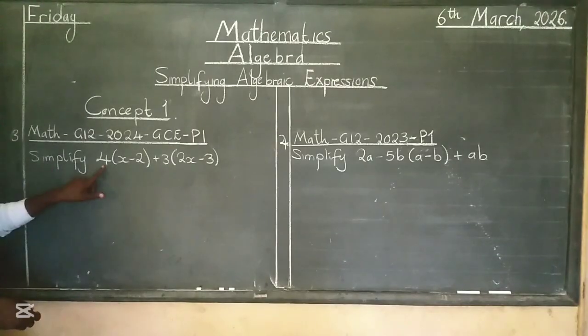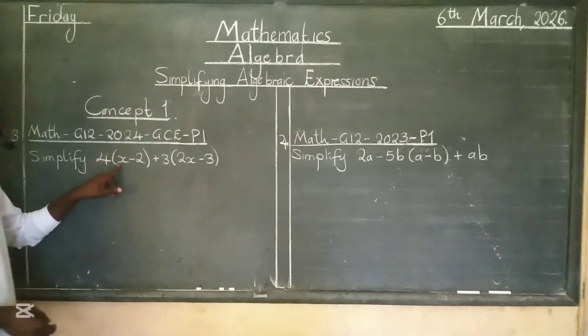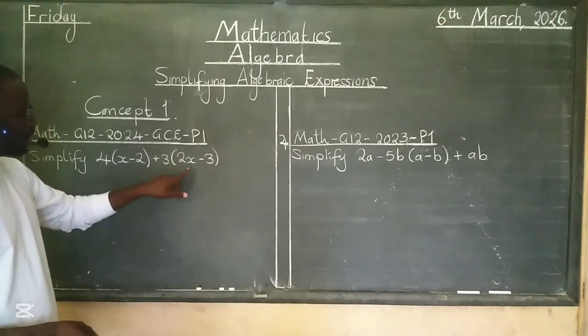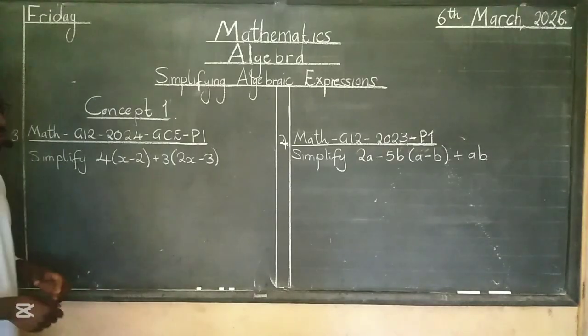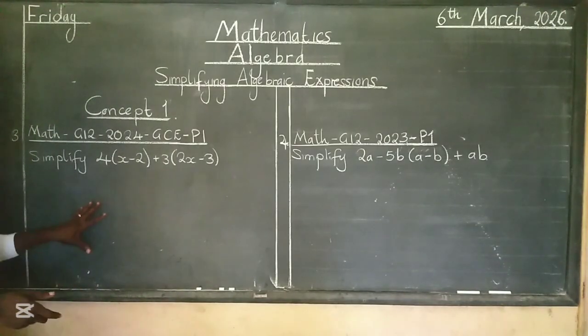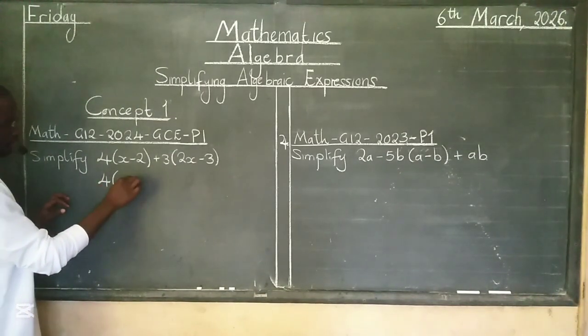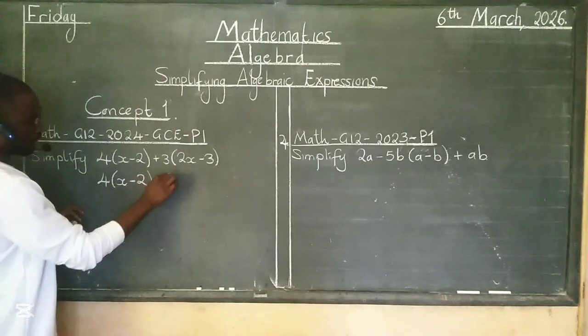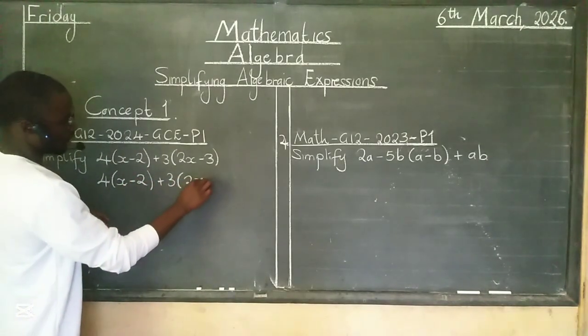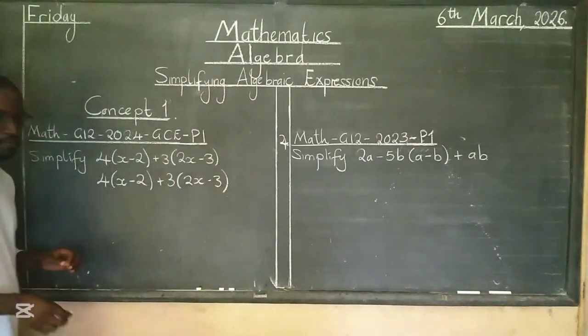This is a question that you are going to find in your exam, like I said before. So, simplify 4(x minus 2) plus 3(2x minus 3). I'm begging you to pause the video, see if you can solve this, then compare with what I'm going to do. So let's get into this. This is 4(x minus 2) plus 3(2x minus 3).